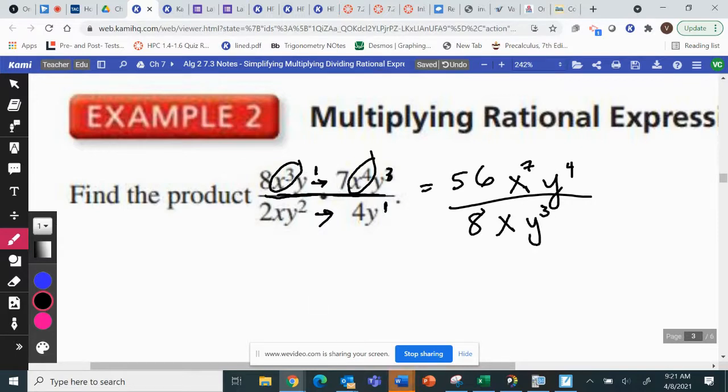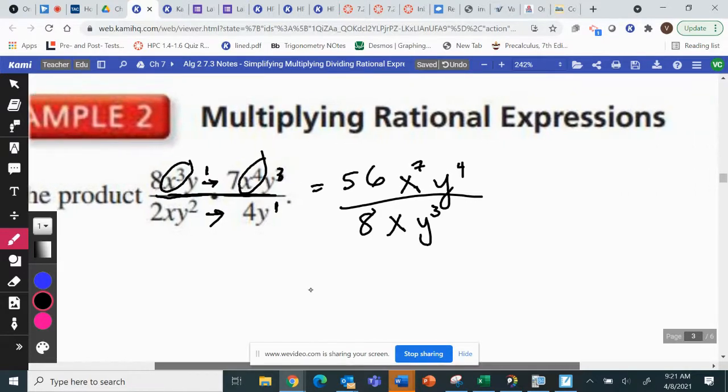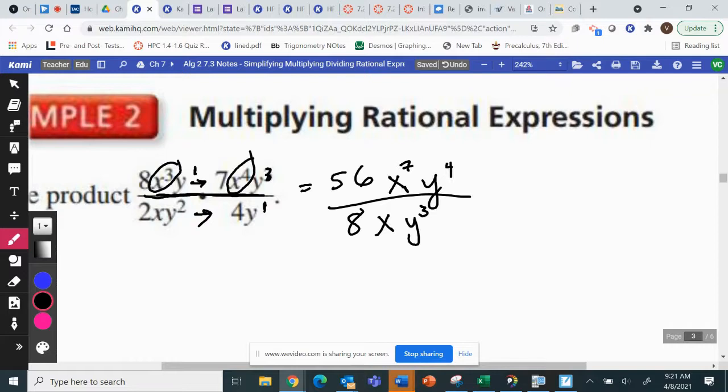So we did that in chapter 5. We've been doing it for a while is what I meant. Okay, now we're just going to simplify. So 56 over 8, does that reduce? What is it? 7. X to the 7th over x. So that's like x to the 7 minus 1. Y to the 4 minus 3.